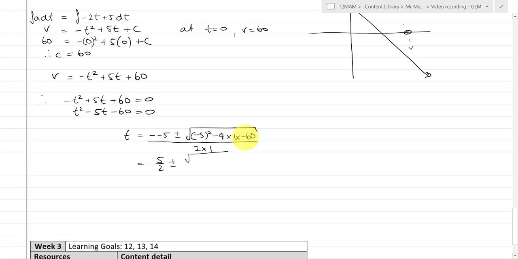No, plus 320, my apologies. No, 240 is right. Don't know what's going on there. And so that's equal to 5 plus or minus the square root of 265, over 2. And I can see this is going to be totally irrational.